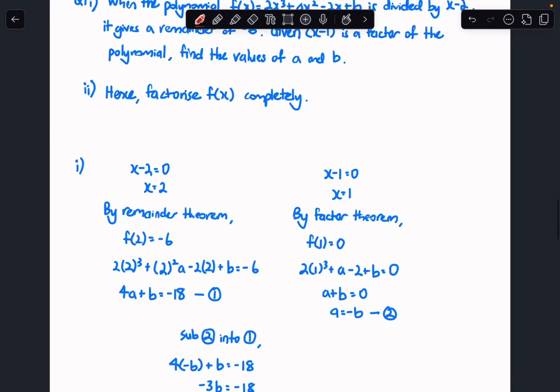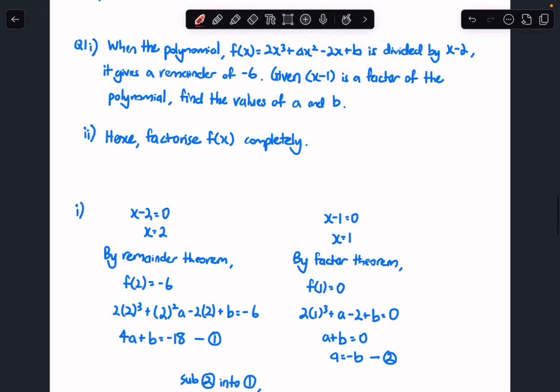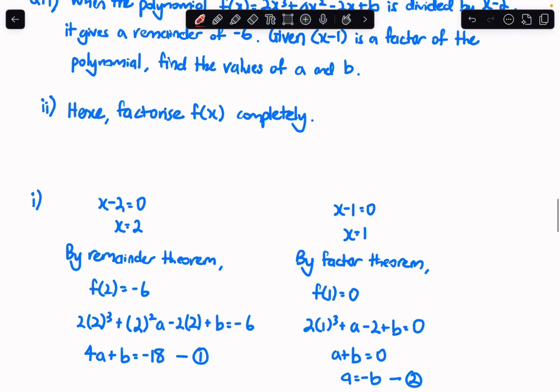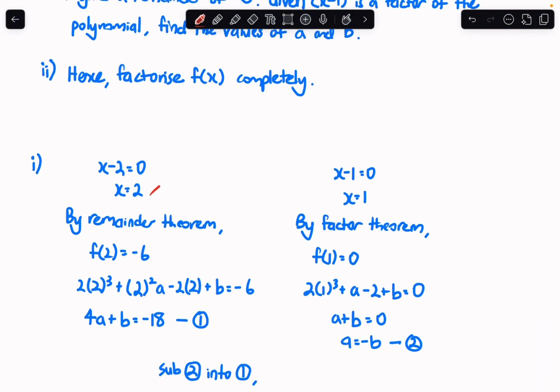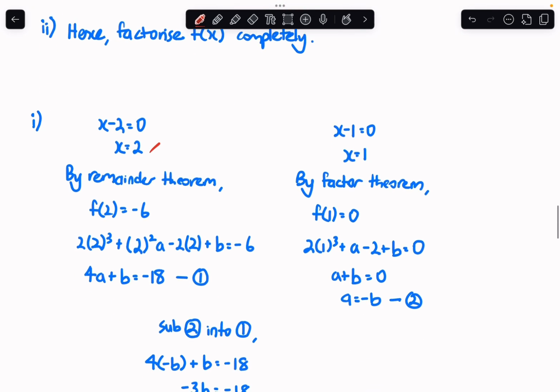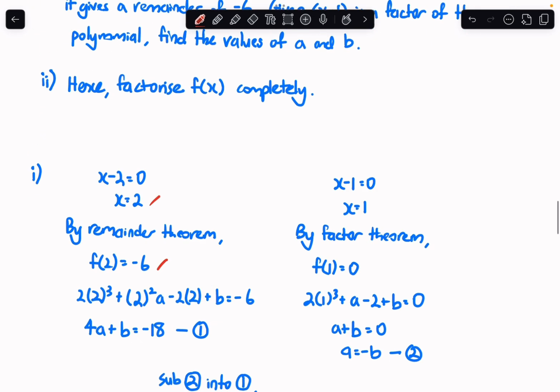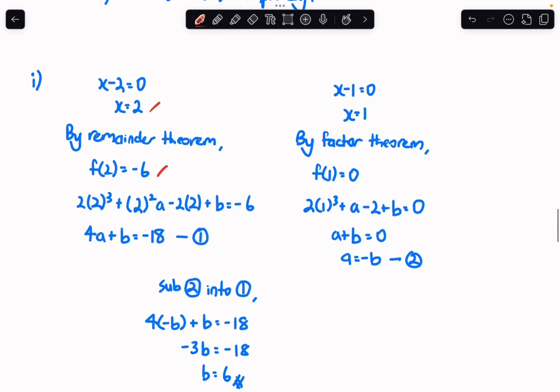part 1. Okay, so now we're doing the remainder theorem part first. So they say when it's divided by x minus 2, we make it equal to 0 and we get x equals to 2. So f(2) should be equal to negative 6. Then we sub in all the values, then we should get our first equation.